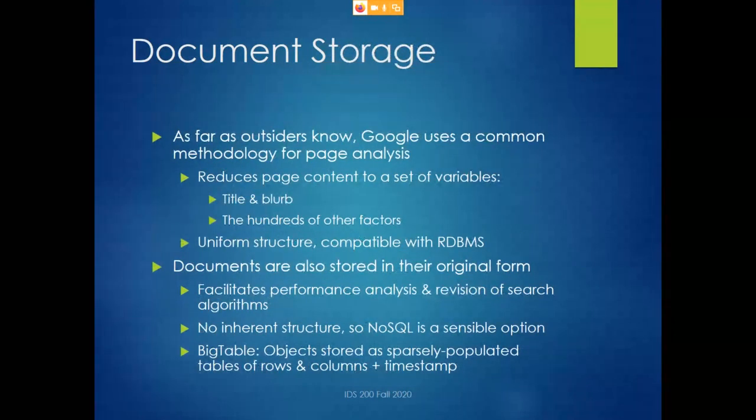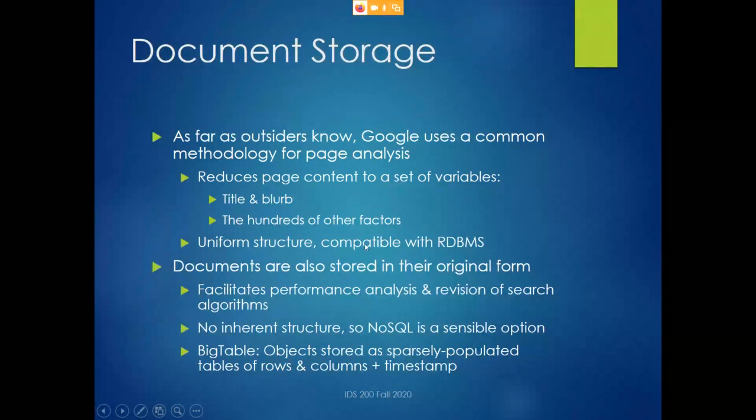Okay. Now, as far as any outsiders know, Google, again, is not really forthcoming on the special sauce of their system. As far as anybody knows, Google uses a single methodology for page analysis. What it does is take this raw web page data and reduce it to a set of variables. So one, there's the title and the blurb, the text right under the title, and then hundreds and hundreds of other factors. For example, when the page was made, whether it contains images or not, what it links to, all sorts of stuff. Now, as far as we know, there's a uniform structure to this. So any page is going to get processed to look at the same set of variables.